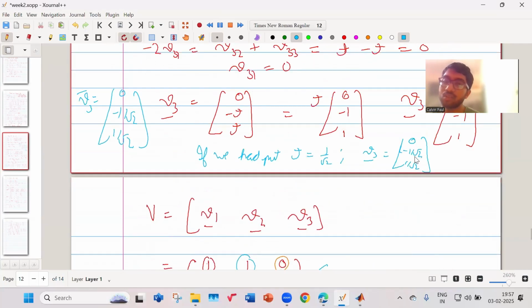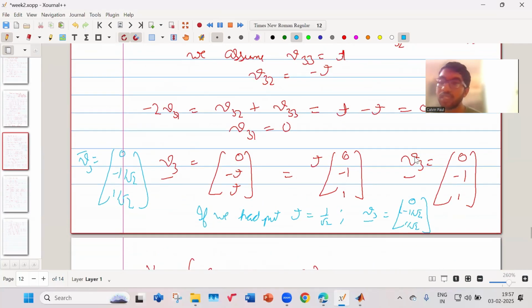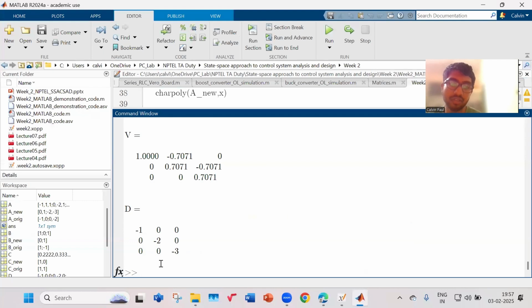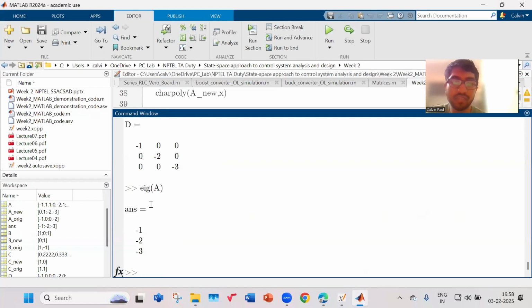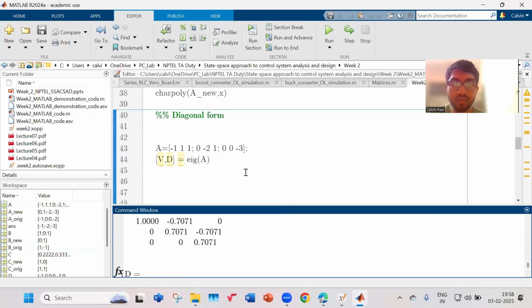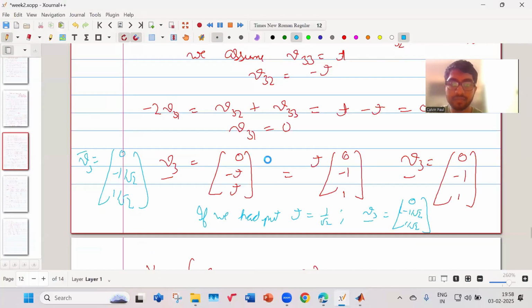That is why I took the values of 1, 1, minus 1, 1, 1, 0, 0, etc. So that is something you can look into. And if you just want to find the eigenvalues, you have to just put EIG of A. It will give you the eigenvalues minus 1, minus 2, minus 3. And this is a diagonal matrix which we got. So thus we can say what we did was correct. It was right.